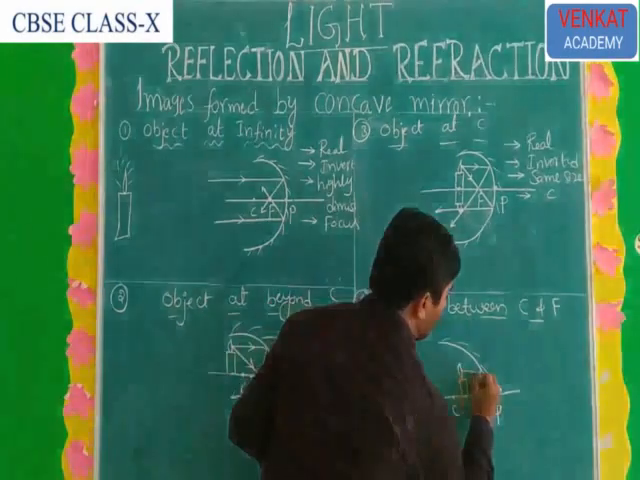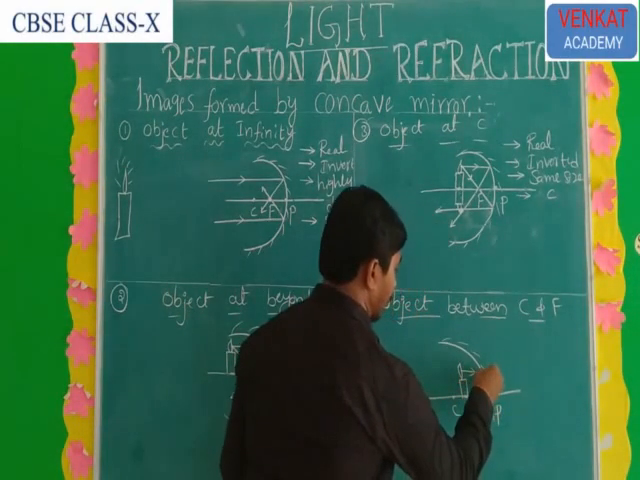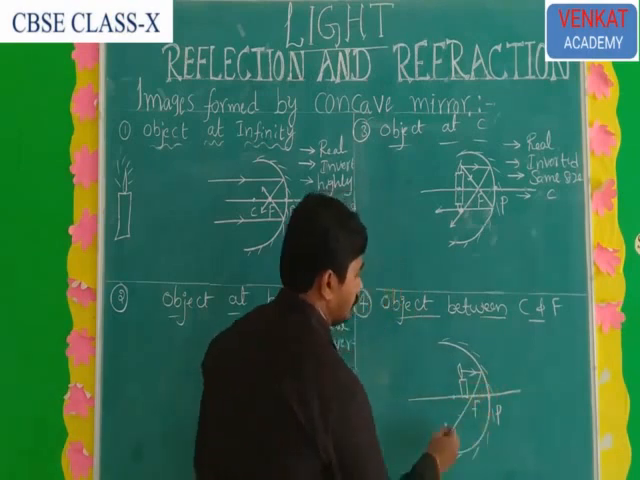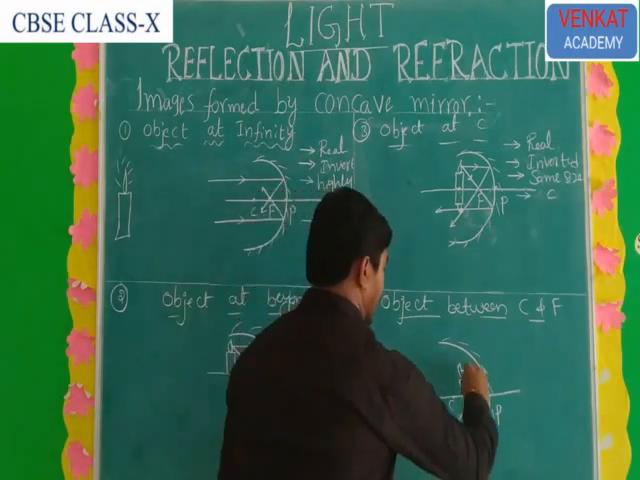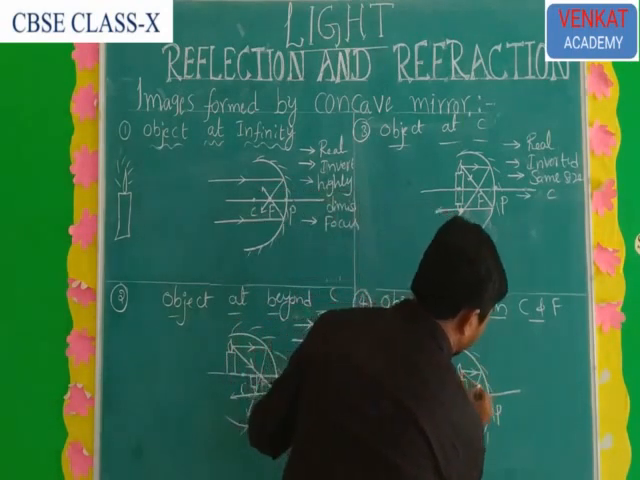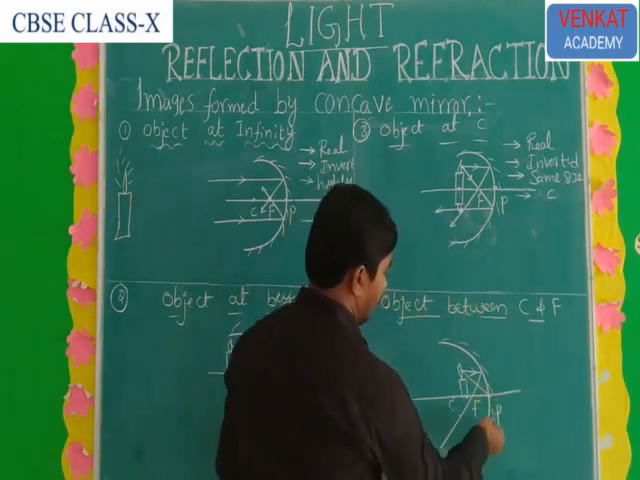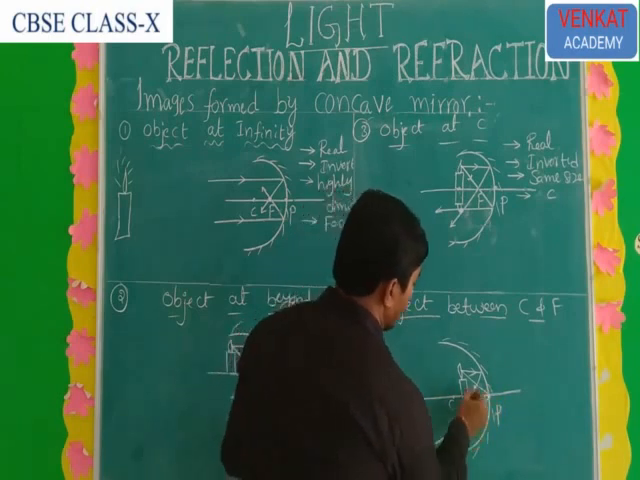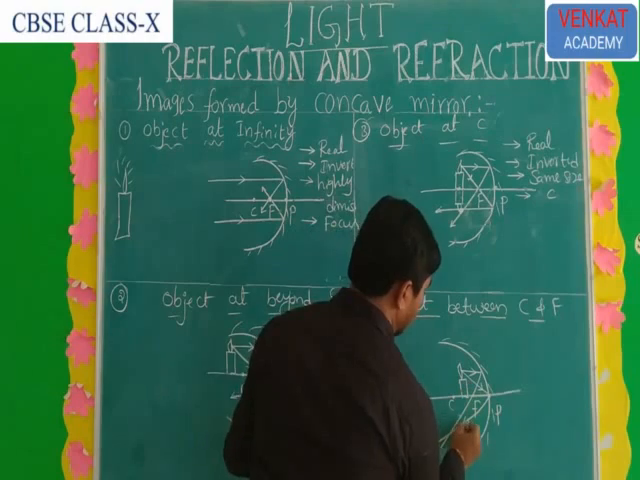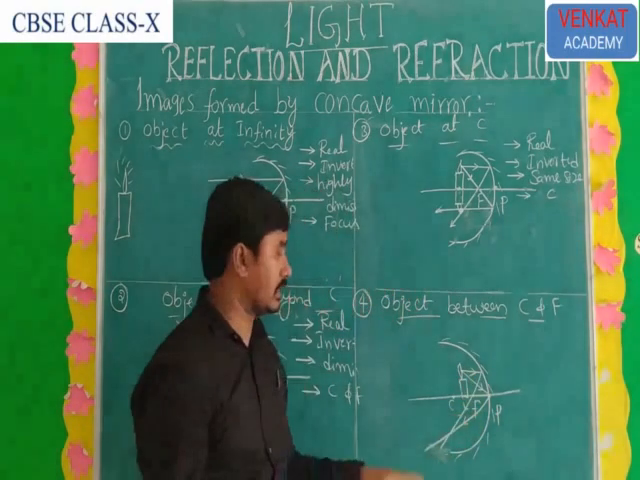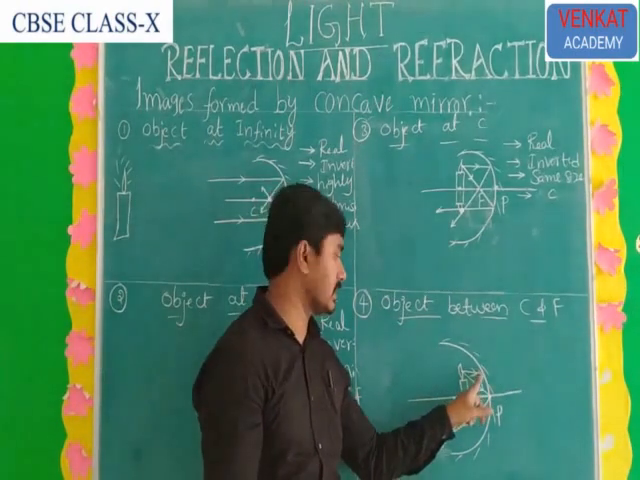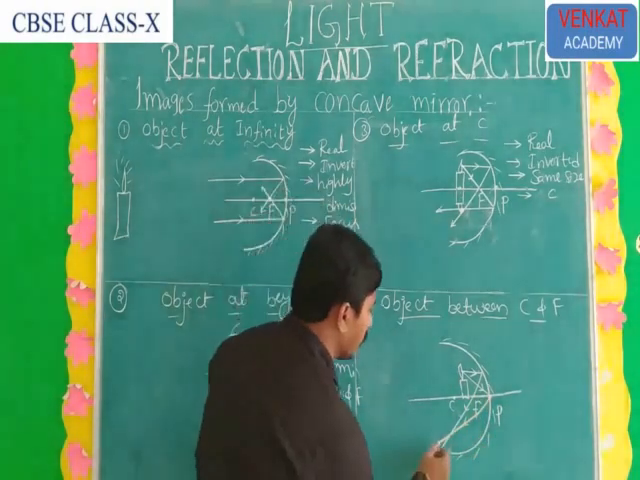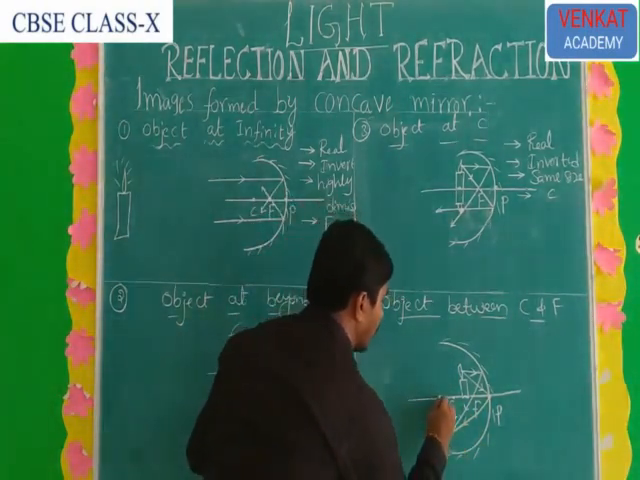So take one light ray parallel to the principal axis. After that, what happens? It passes through focus. And take one more light ray through the pole. What happens? The same angle will be reflected, so incident ray and reflected ray. So two rays are there. The first light ray passes parallel to the principal axis and then through focus. The second light ray goes through the pole, and the same angle will be reflected. So where the two reflected rays meet, at that place the image will be formed.